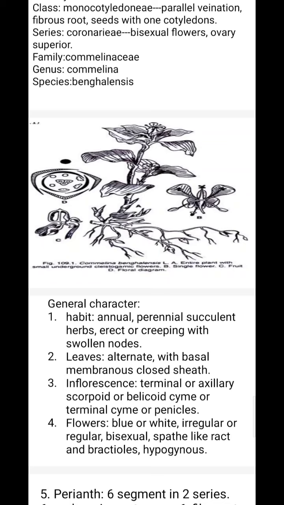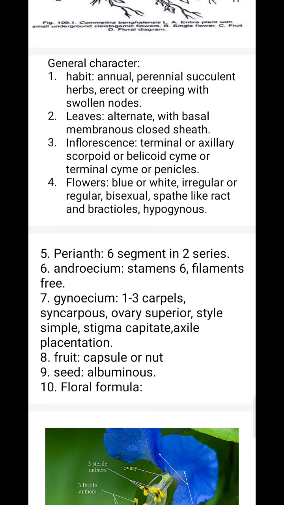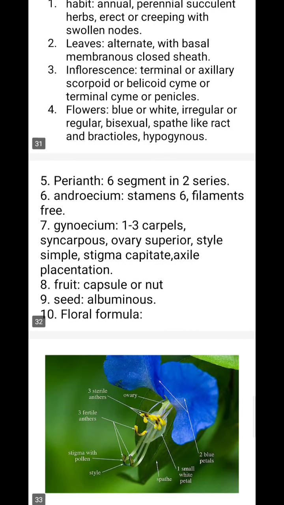So mention the characters and also draw the flowering twig, floral diagram, etc. Then in general characters, it is an annual or perennial succulent herb with swollen nodes, creeping or erect plants. Leaves mostly alternate with the basal sheath present. Inflorescence is a terminal cyme. The flowers are blue or white, irregular. Spathe is present, also hypogynous.